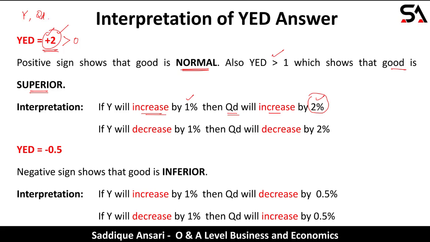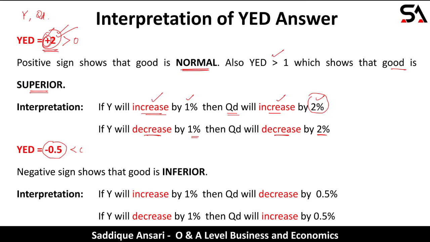This 2 is coming from here. And due to this positive sign, we have used increase and increase. That shows positive relationship. Vice versa is also true, that if income will decrease by 1%, then quantity demanded will also decrease by 2%. Now let's interpret this negative 0.5.